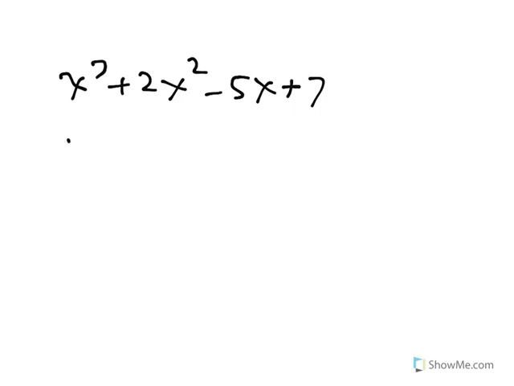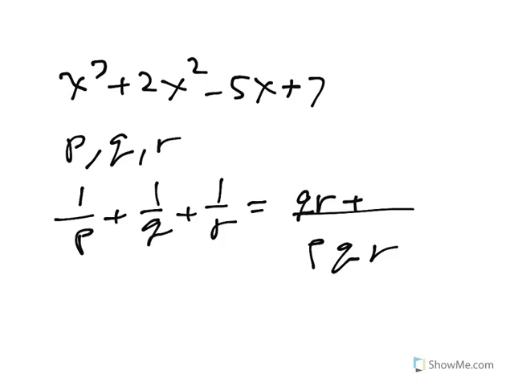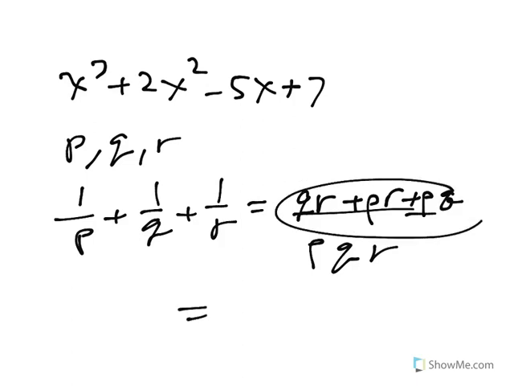With a cubic, I'll call the roots p, q, and r. The sum of the reciprocals of the roots is not exactly the same, but when I do common denominators, I do get pqr on the bottom, but the numerators become qr plus pr plus pq. This numerator is the sum of the roots taken two at a time, and that's going to be negative 5. You don't change the sign because it's an even number.